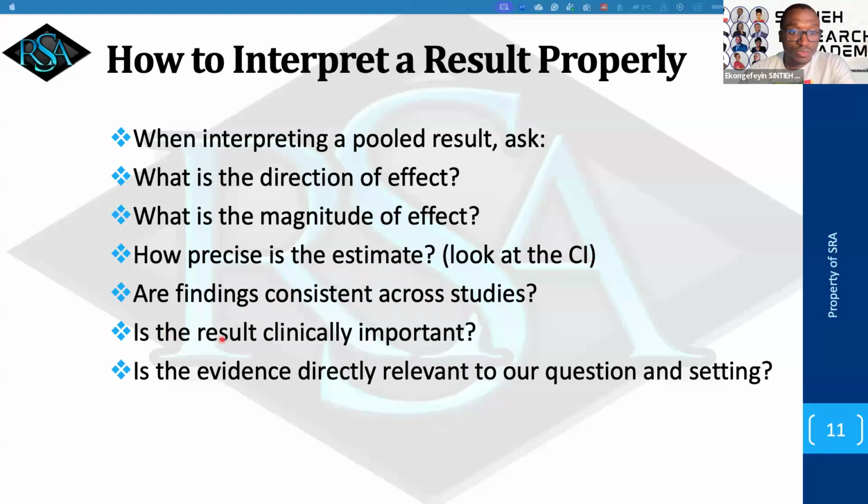Now, is this really clinically important? And is the evidence directly relevant to the question you ask and to the setting? So for most of us, our studies are African based. So is the answer true and is it relevant to the African setting? So this is how you interpret your results. And if you can start answering those questions and moving stepwise, as you answer them, that's how you build on what you write in your discussion. So that is very straightforward.